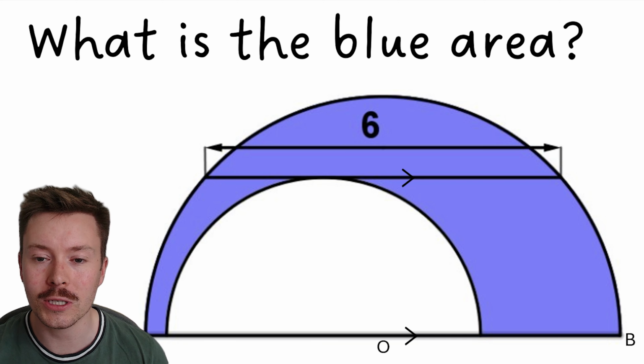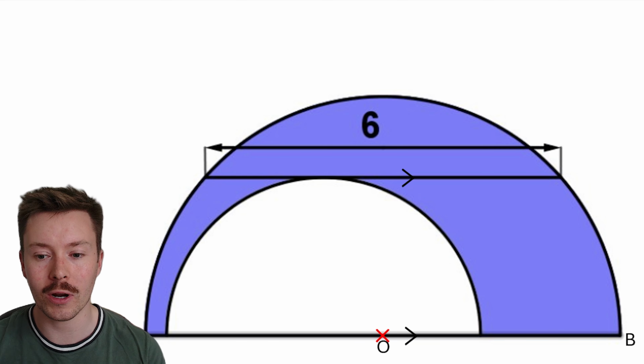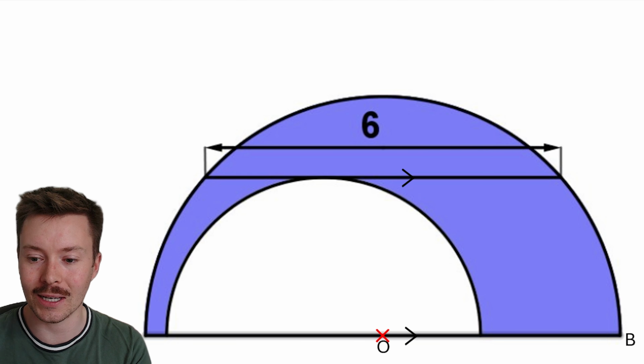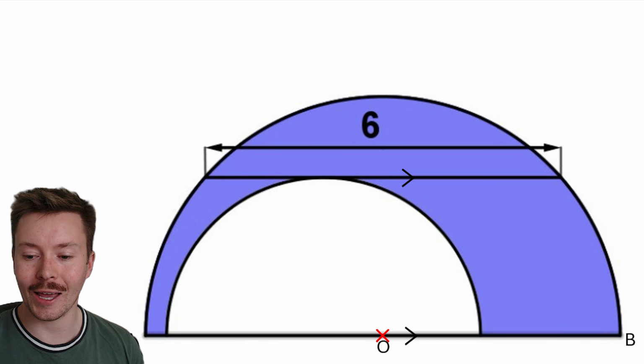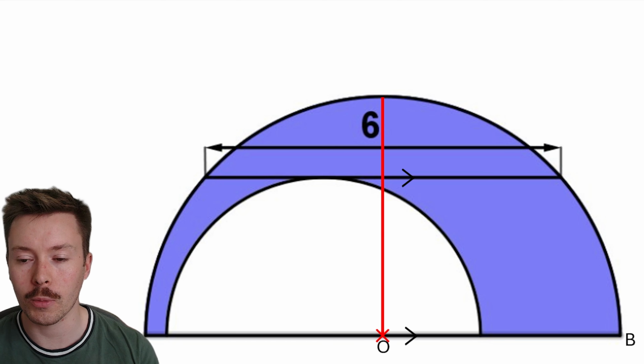Okay, so the first thing I would do with this problem, like with any problem involving circles, is start to put some radii on. I'm going to identify the centre of the large semicircle AB as O here with the cross there. So I'm going to put my radii on.